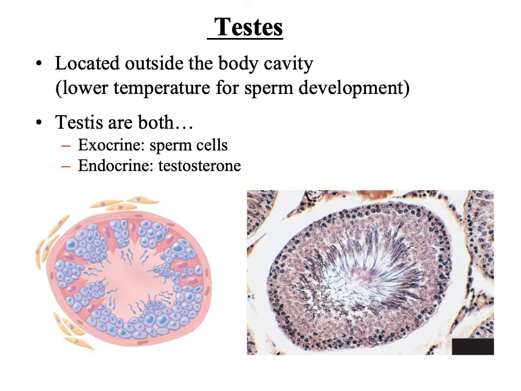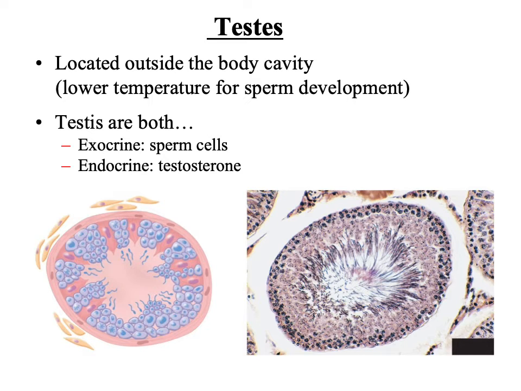Now, the testes secrete things. One of those things is sperm. So we have sperm production and release from the testes. And the testes also secrete that testosterone, okay, that male hormone.